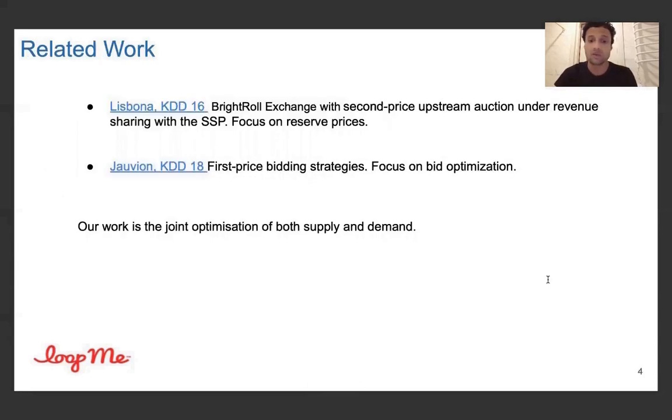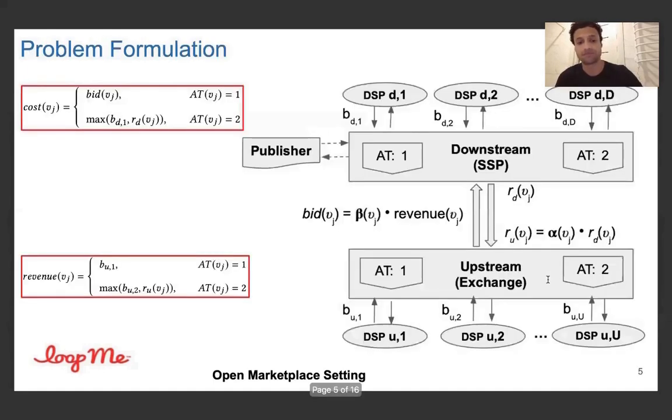There are practically two closely related works in the setting with intermediaries. Lisbona et al. presented the reserve price optimization in the presence of second price upstream auctions, while Zhao et al. presented the bid optimization in first price strategies. However, there is no work that focuses on the joint optimization of the two. This is where our research plugs in. With that, let's jump into the problem in detail.